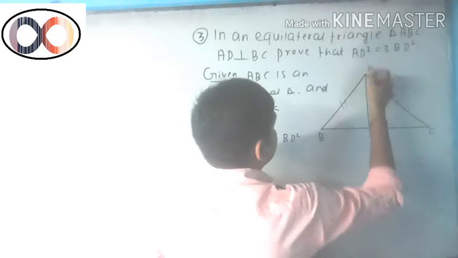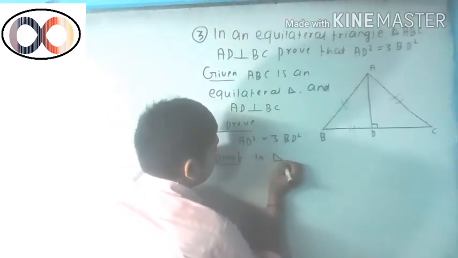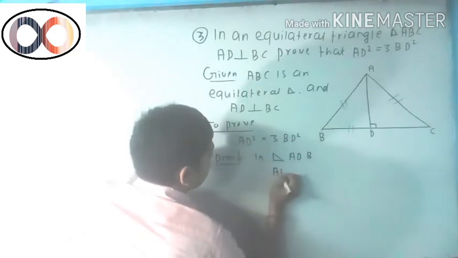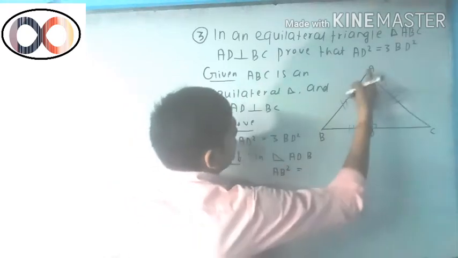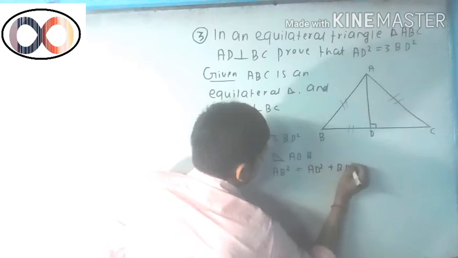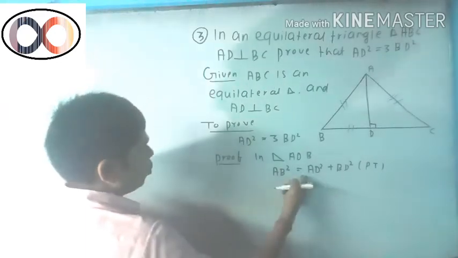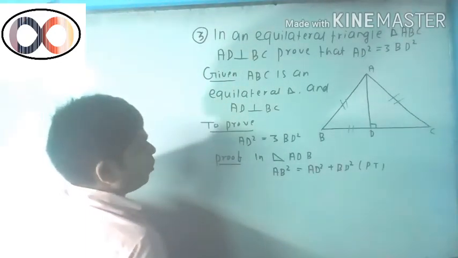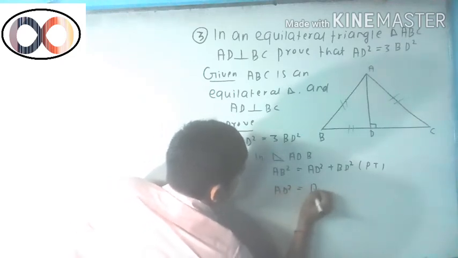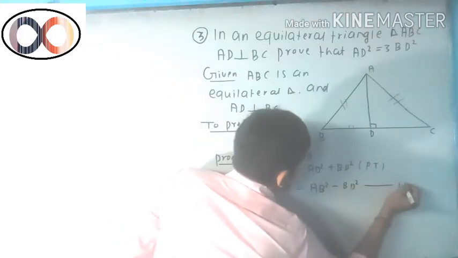Okay, so it is possible. You can see, in right angle triangle ADB, we can write AB square equals AD square plus BD square. This is due to the Pythagoras theorem. So we need AD square. So AD square equals AB square minus BD square. Okay, so this is equation number 1.